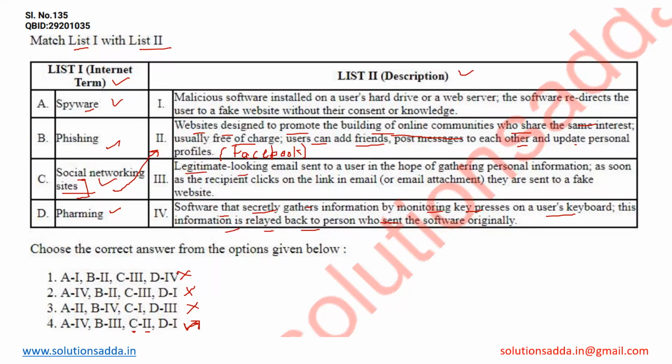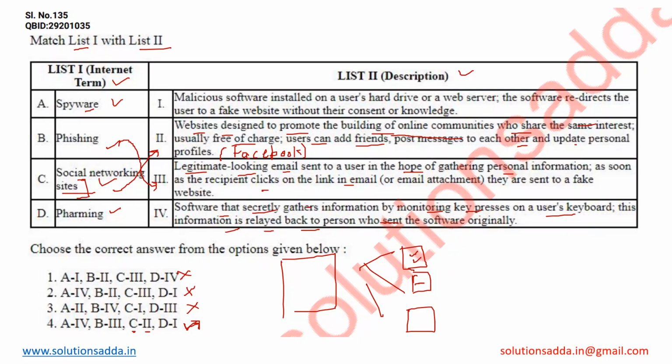Third, a legitimate looking email sent to a user in hope of gathering personal information. As soon as the recipient clicks on the link in the email, they are sent to a fake website. Basically, what they are trying to say is the attacker sends an email to the recipient which looks very formal, or very original, and looks like there is nothing called a phishing attack behind it. If the recipient opens that email or clicks on the link given in the email, that person is directly redirected to a fake website. So this attack is called a phishing attack. B connects with the third description.